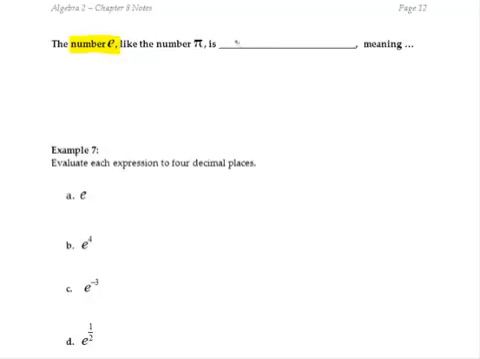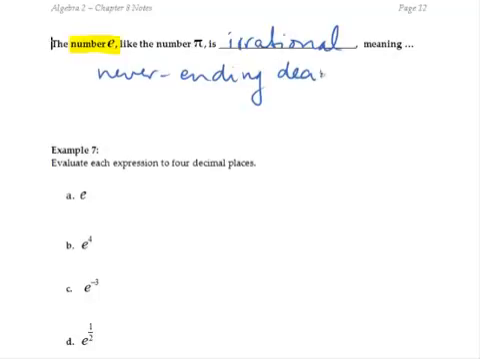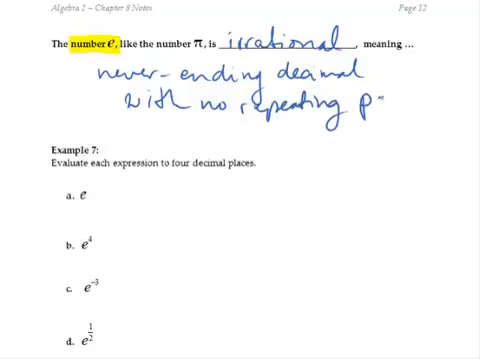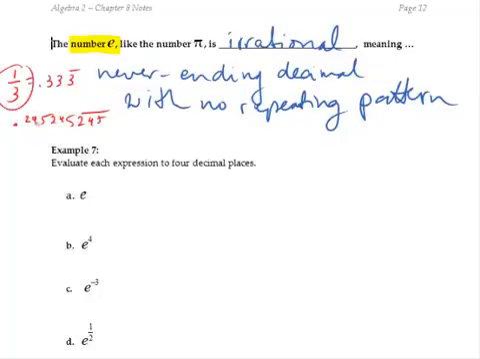E, like the number pi, is irrational, which means that it is a never-ending decimal with no repeating pattern. So remember what we said about some of our other decimals that we might see. You might see something like 1/3. That can be written as 0.333 repeating. Other fractions or decimals that are things like 0.245, 245, 245, repeating. If there's patterns to them, they can be written as fractions, and we say that these are rational numbers. But e is not rational, it is irrational, so it's a never-ending decimal with no repeating pattern.